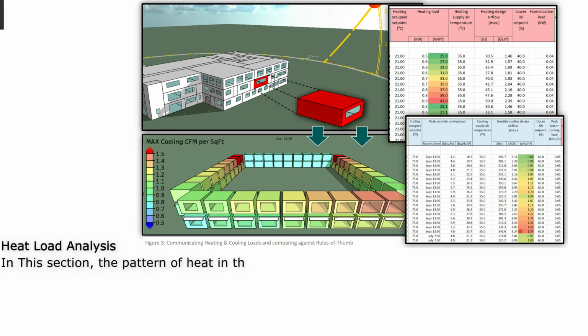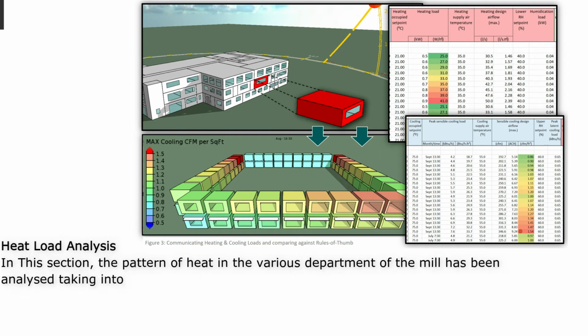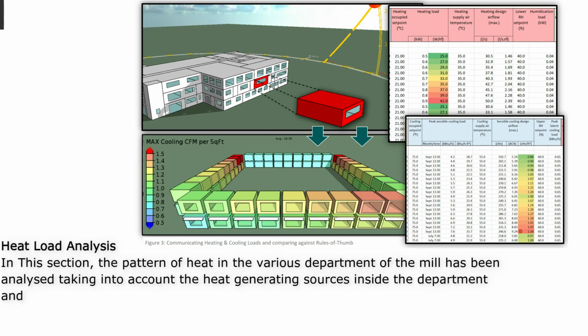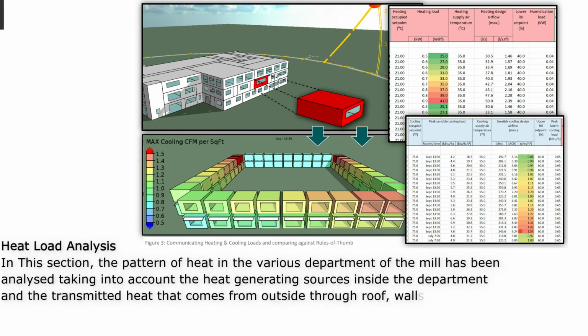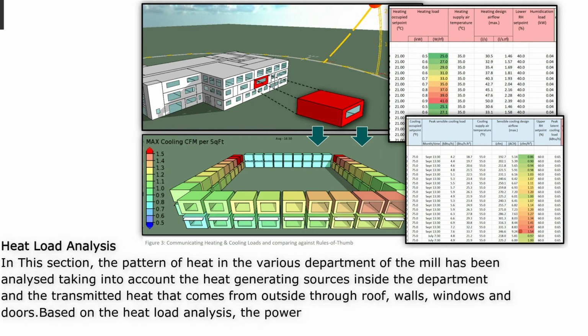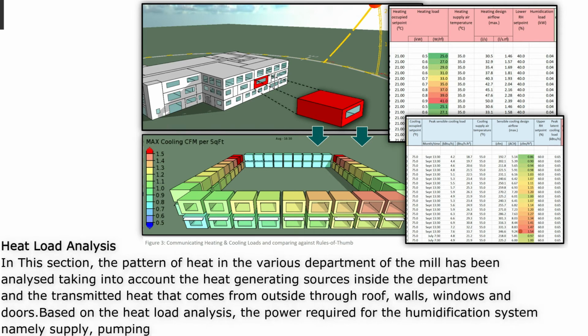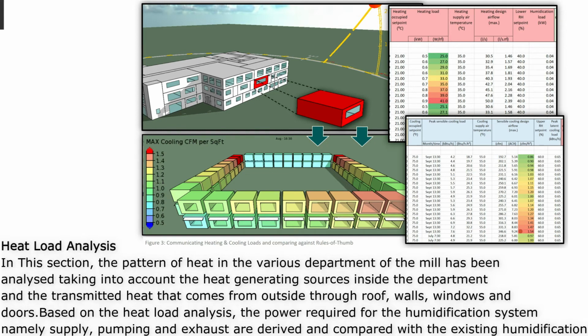Heat load analysis. In this section, the pattern of heat in the various departments of the mill has been analyzed, taking into account the heat generating sources inside the department and the transmitted heat that comes from outside through roof, walls, windows and doors. Based on the heat load analysis, the power required for the humidification system, namely supply, pumping and exhaust, is derived and compared with the existing humidification power.